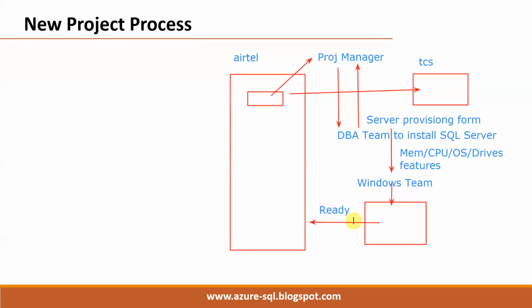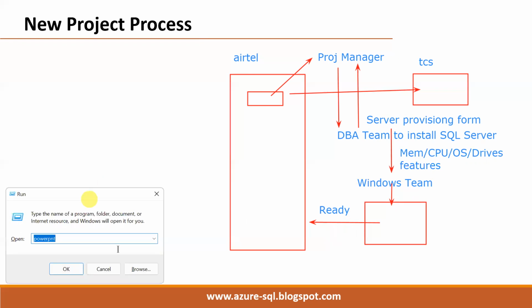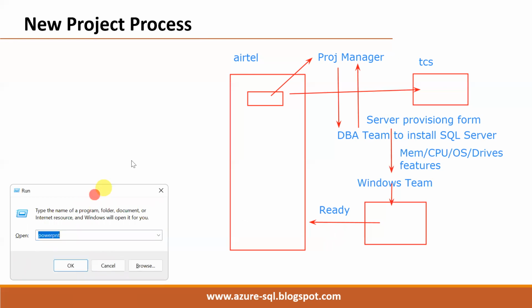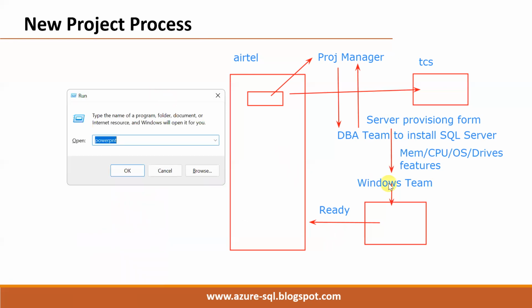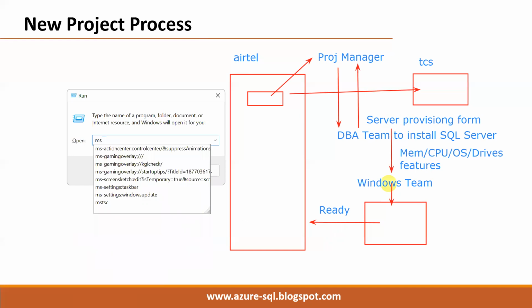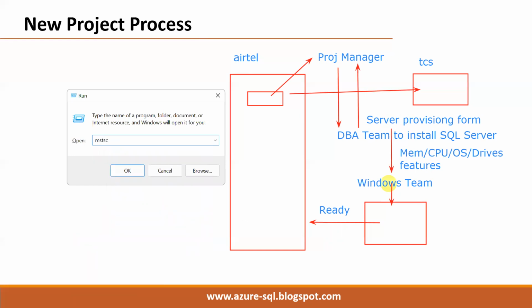Okay, once we get the reply from the Windows team that the server is ready, I will connect to the server, which means I will take RDP of the server. Generally, we have some tools. Later we'll see, like Safeguard. Most companies today use a tool called Safeguard to take RDP. I could go to Run and take RDP directly, but in real time direct RDP is not allowed for security reasons. We'll connect through a tool like Safeguard, for example.